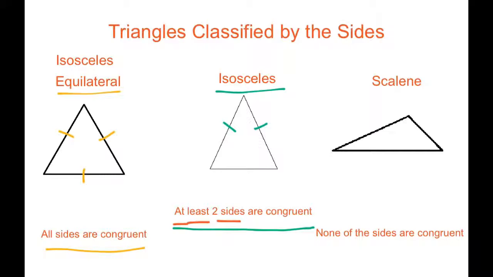Our last triangle classified by the sides is scalene, and that means none of the sides are congruent. So maybe that side, and that side have different markings on all of them, so that shows that they're all different lengths. All right, so that's triangles classified by their sides.